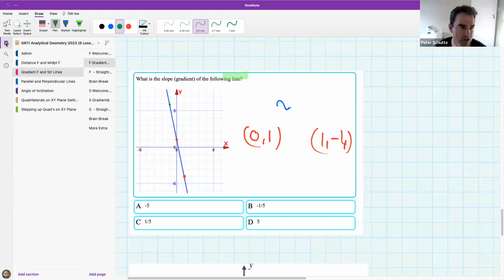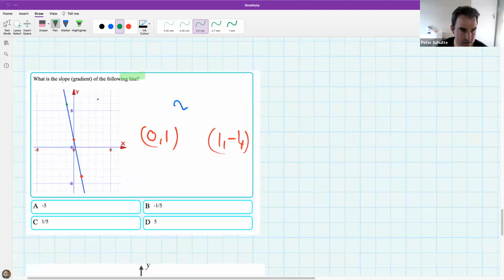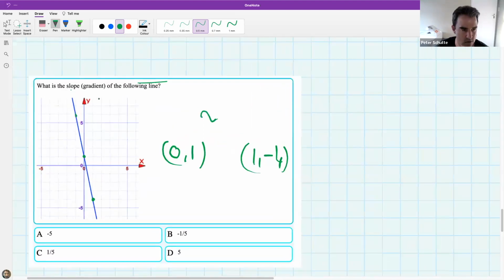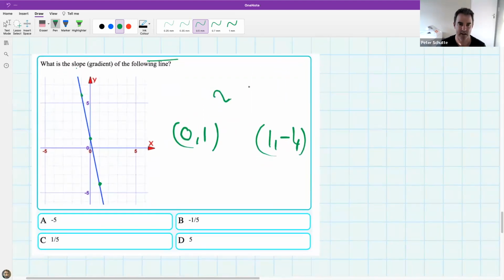I can enlarge the screen. Yes, I can. Let me see if I can do that. That makes life a bit easier.